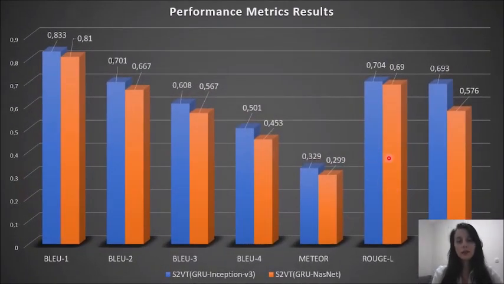In this slide, you can see the performance metric results. As you can see in the graph, performance metric results are given for two different CNN architectures. These are the GRU Inception v3 and GRU NASNet models. These results are for the CIDEr score. Accordingly, the highest performance metric scores were observed in the GRU Inception v3 model, and the highest score is 83% for BLEU-1.